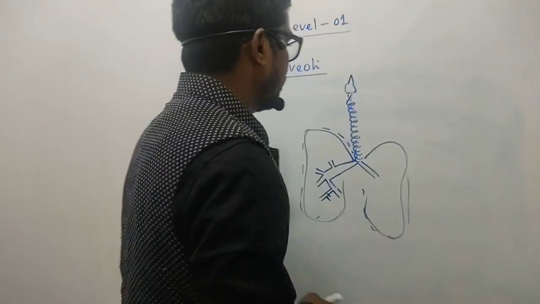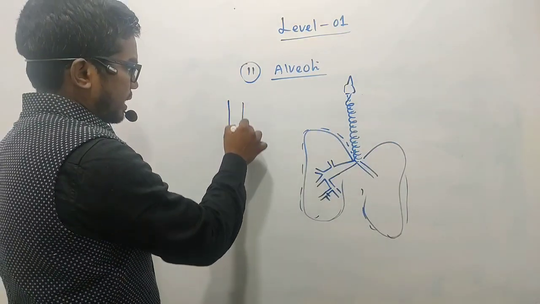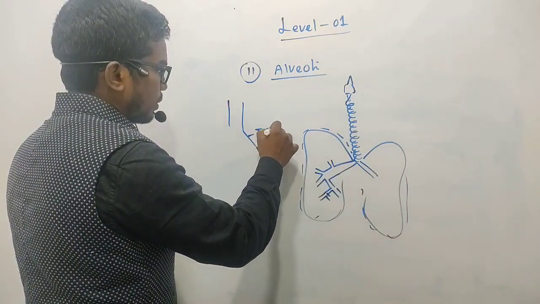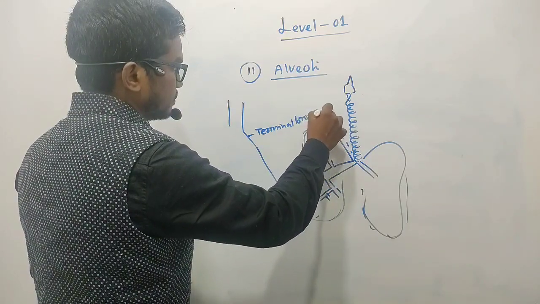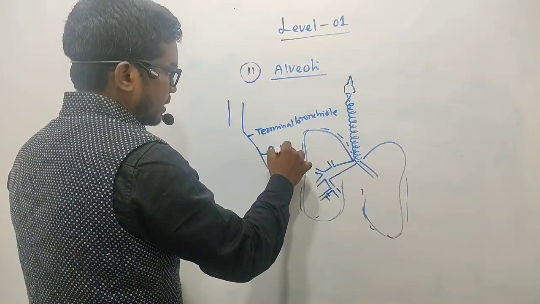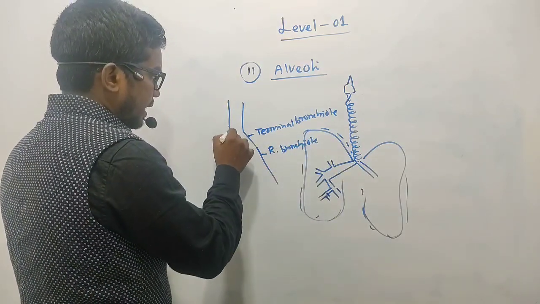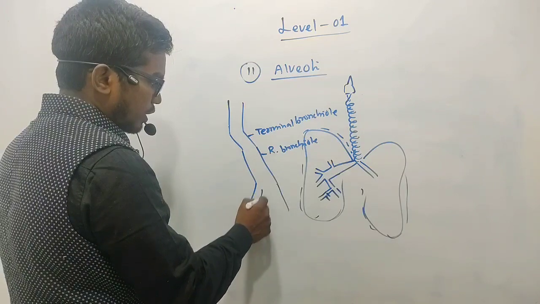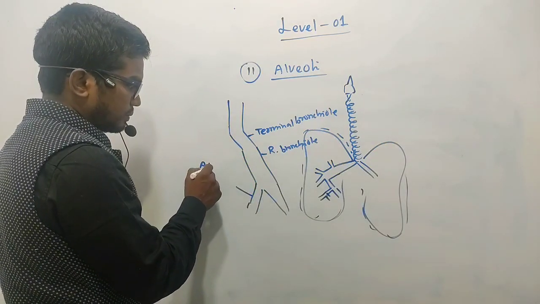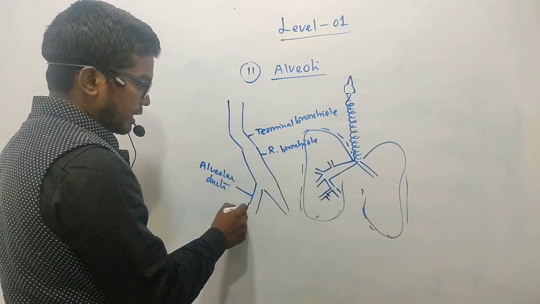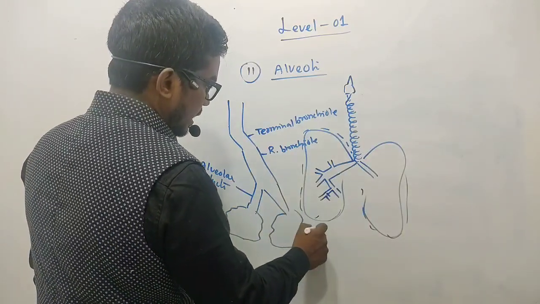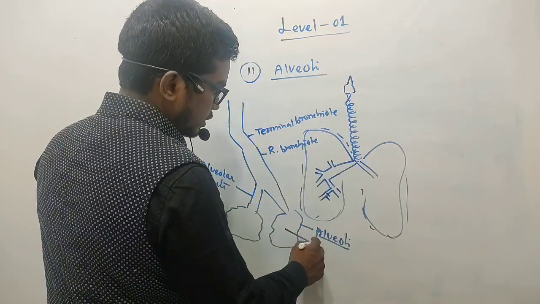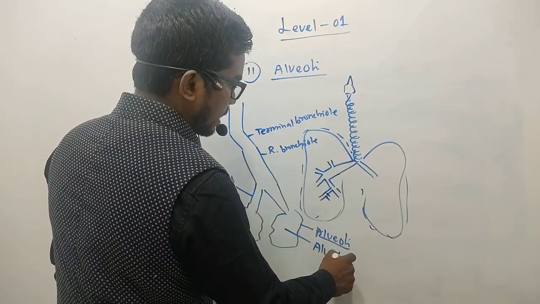Dear students, look at this simple diagram. Let us consider a terminal bronchiole, and this one has a respiratory bronchiole. These respiratory bronchioles further lead or give rise to the alveolar ducts. Alveolar ducts will further give rise to the alveoli, the basic units of our respiratory system. Then, dear students, the space which is present inside the alveoli is called the alveolar sac.